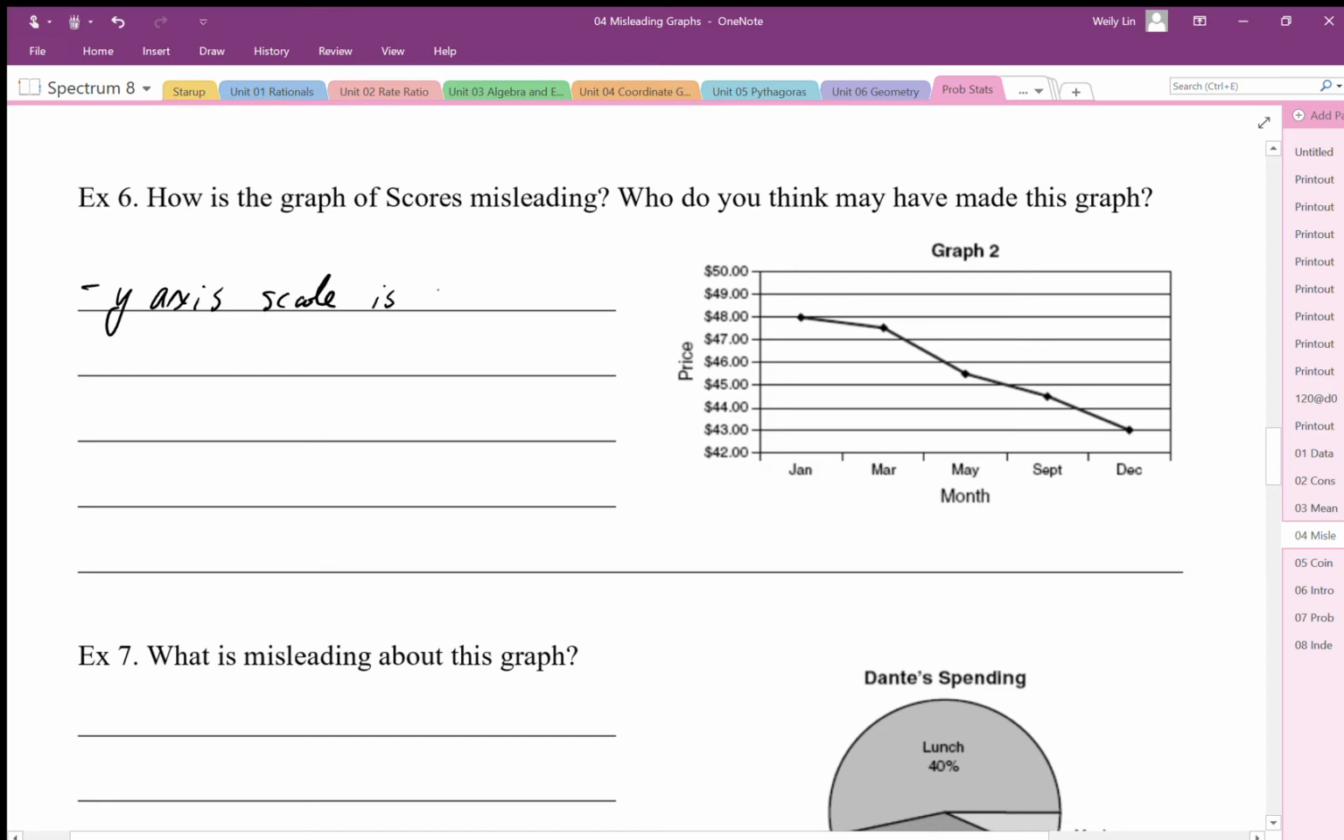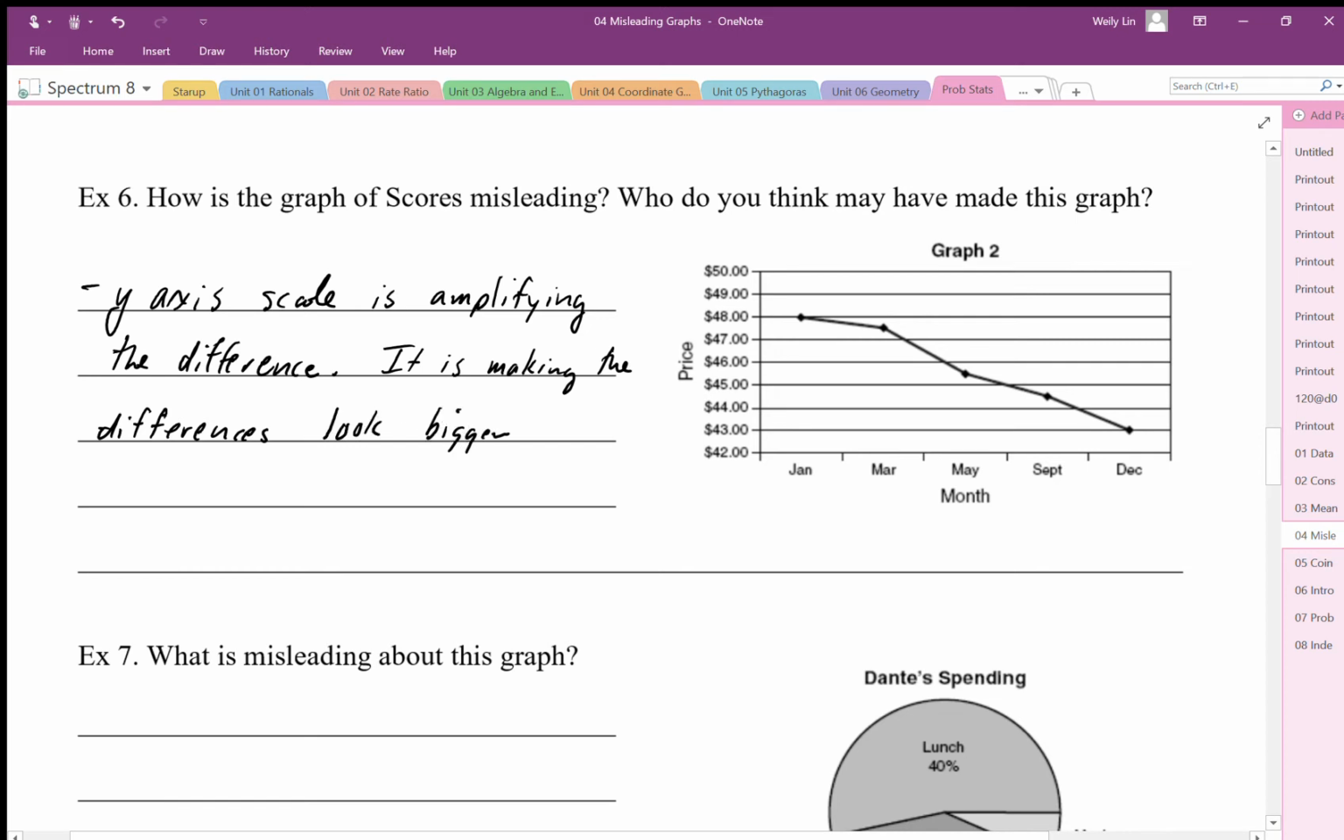is amplifying or accentuating the differences. Okay, so it's making the differences look bigger than they are. Okay, so it is making the differences look bigger.